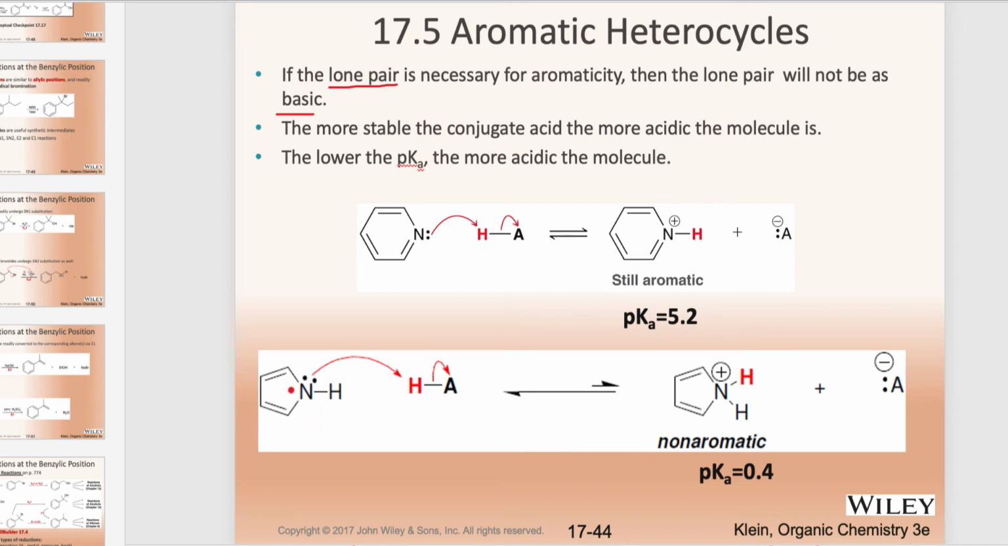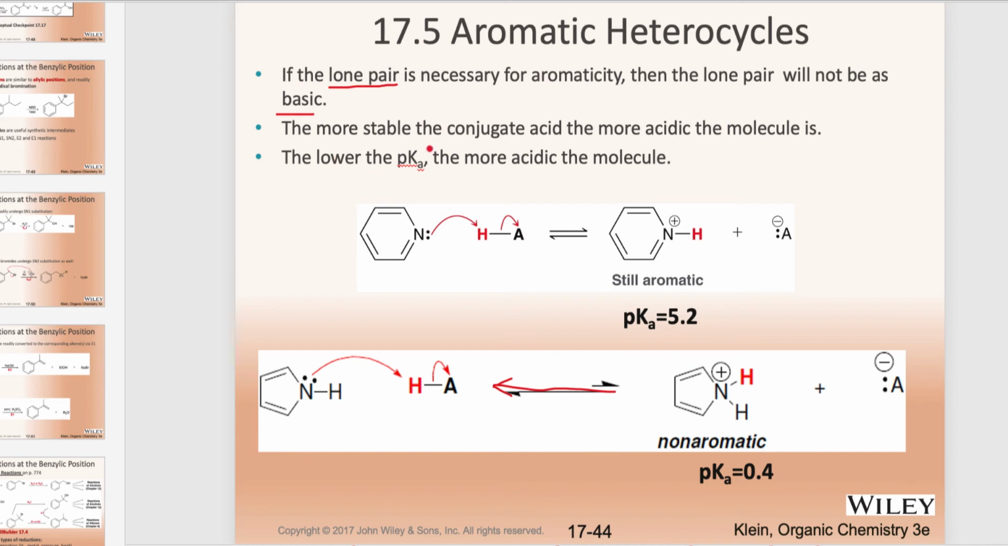These electrons are necessary for aromaticity. I need to have 2, 4, 6. If this now acts in a similar fashion as shown up here, it would form this structure. And we now see that we only have 4 electrons left in the ring. The hybridization has changed as well. We're going from an aromatic structure to a non-aromatic structure, which means that this really wants to go to the left side in this reaction, because being aromatic is associated with unique stability.